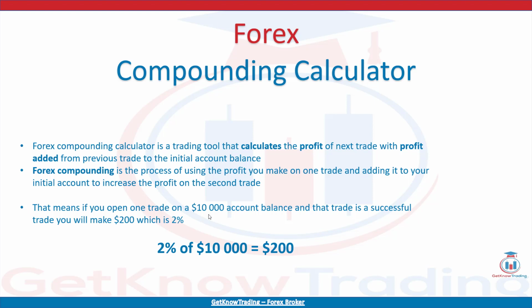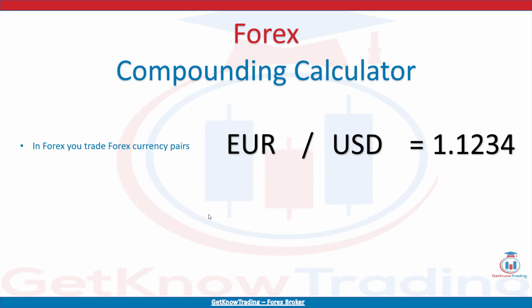Forex compounding is the process of using the profit you make on one trade and adding it to your initial account to increase the profit on the second trade. That means if you open one trade on a $10,000 account balance and that trade is successful, you will make $200, which is 2%. Here is a more detailed explanation.